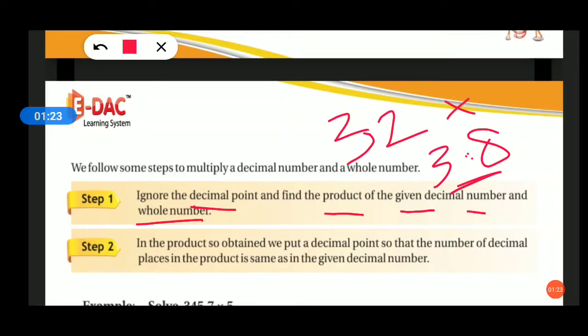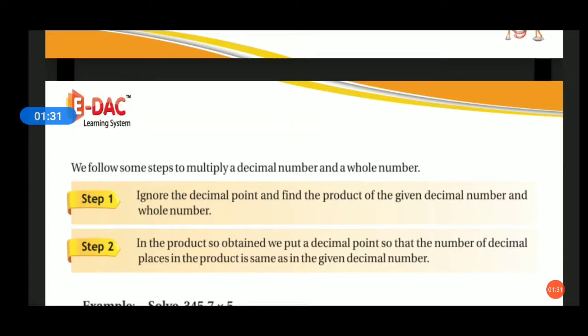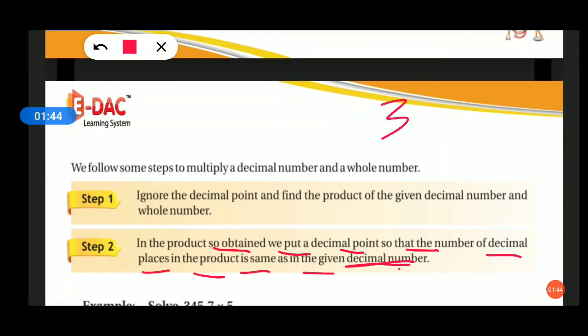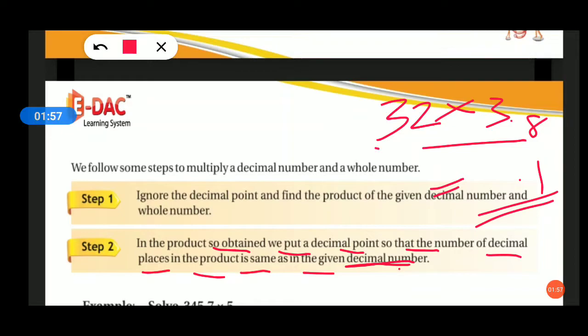Ignoring the decimal in the number, you need to multiply as 32 into 38. Multiply first like that. Then after multiplying, in the product so obtained, see step 2. In the product so obtained, we put a decimal point so that the number of decimal places in the product is the same as in the given decimal number. Now in the question, if I am giving 32 into 3.8, in the product also you need to have only one decimal place. After the decimal point only one number should be there. Understood students? Consider the product without the decimal and multiply it.